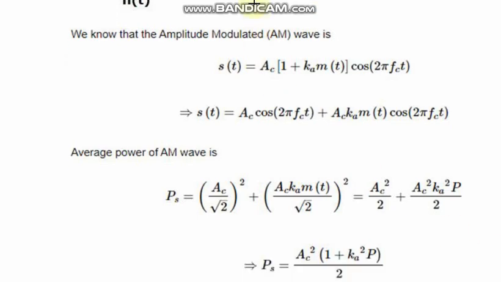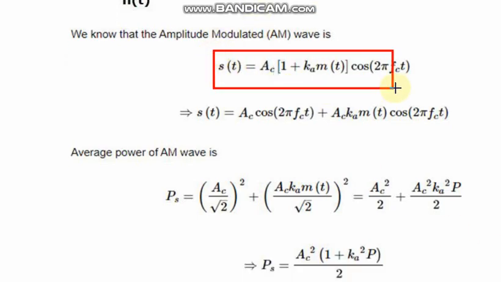Now, as you know, the general formula for amplitude modulated signal S(t) is equal to Ac (1 plus Ka m(t)) cos 2 pi fc t, where Ac is the carrier signal, Ka is the amplitude sensitivity, m(t) is the message signal, and fc is the carrier frequency.